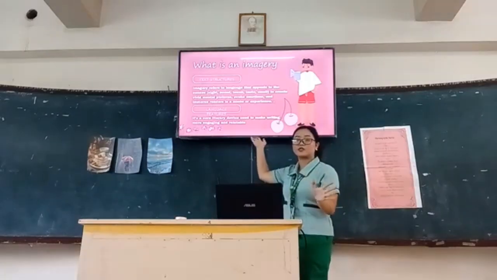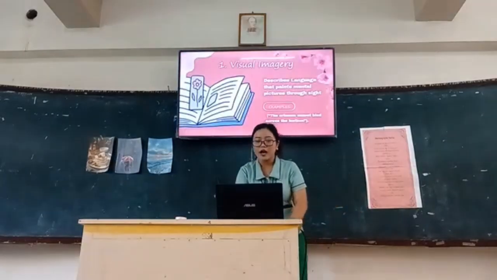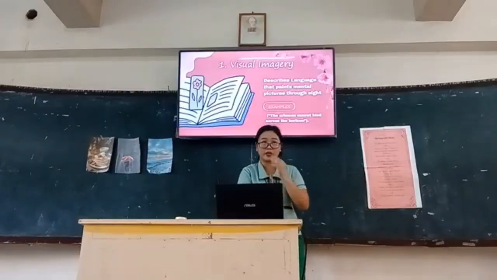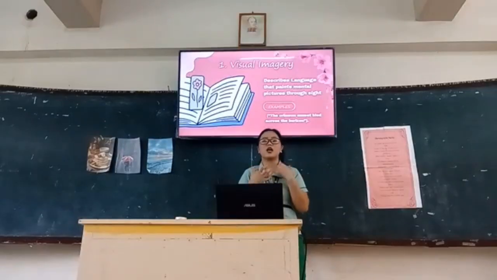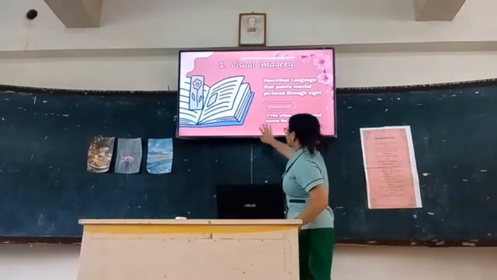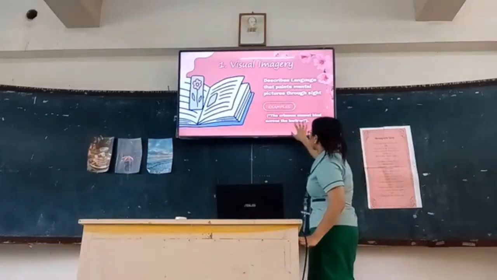Now that you know the types of imagery, we will move on to the first imagery, which is the visual imagery. The most obvious one here is the visual imagery. It describes language that paints a mental picture through sight. For example, the crimson sunset spread across the horizon.